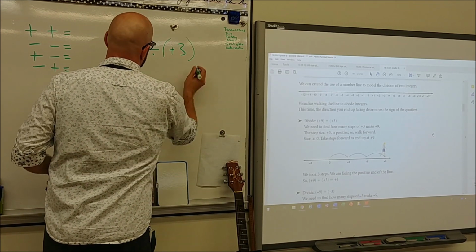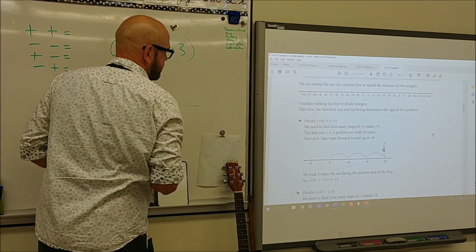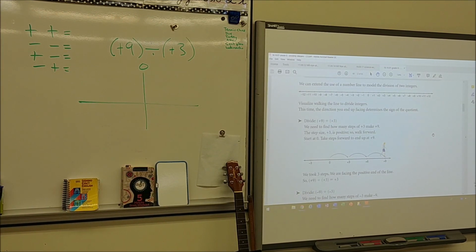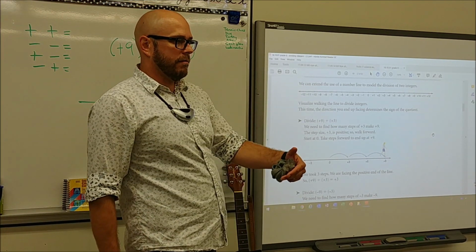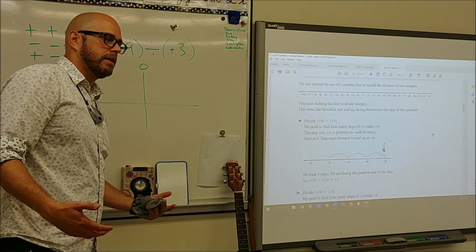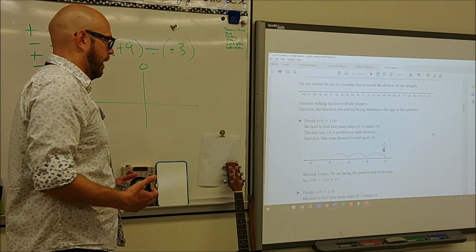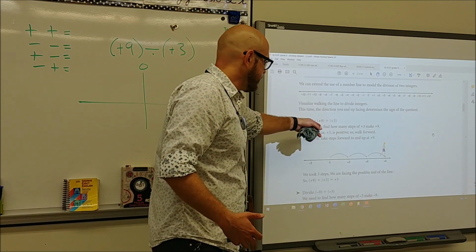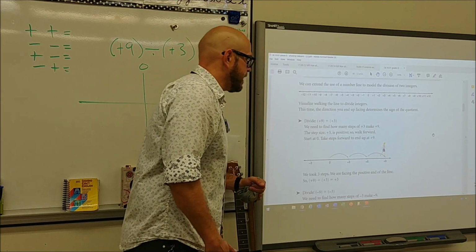Okay, on your board, please give me a very basic number line, like this. Very basic. It says we need to find how many steps positive 3 make positive 9. So if I'm taking steps that are positive 3, am I walking forward or backward? Forward, okay. The step size, positive 3, is positive. So walk forward. Start at 0, take steps, end up at 9.